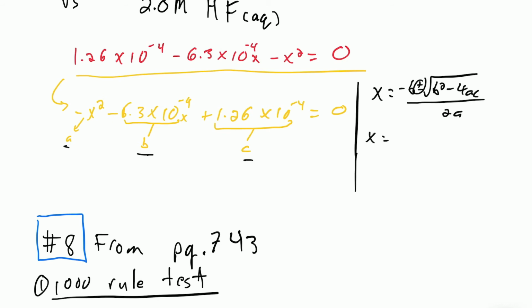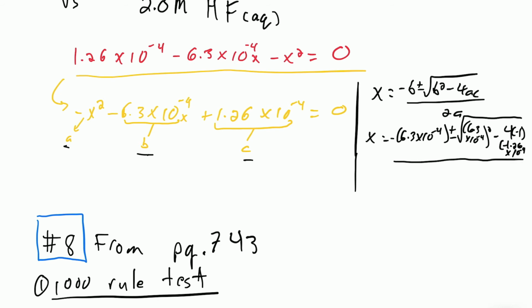This plus or minus just means that you're going to do the calculation twice, so one with the plus sign and one with the minus sign. And so substituting everything in, we end up getting 6.3 times 10 to the negative 4 plus and minus the square root of 6.3 times 10 to the negative 4 squared minus 4 times A, which is negative 1, times C, which is negative 1.26 times 10 to the negative 4, all of this gets divided by 2 multiplied by negative 1.